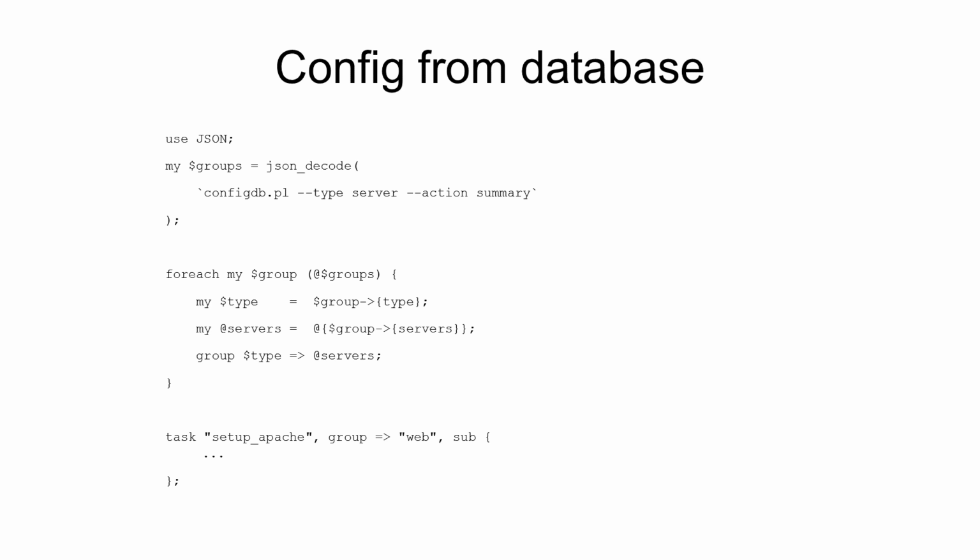I'm sure most people understand this, but I'm not going to go through it in huge detail. For each of those groups, I've stipulated what the name of the particular type of group is, and then I've got another array reference in there, which is all the servers in that group. And then the final point, this is the specific Rex bit, so I'm calling the group command, and I'm saying create me a new group called this particular type with all these servers in.